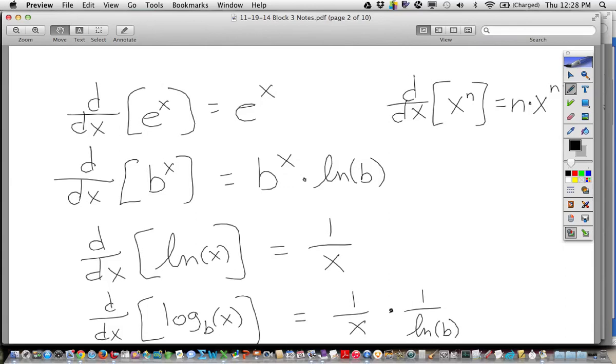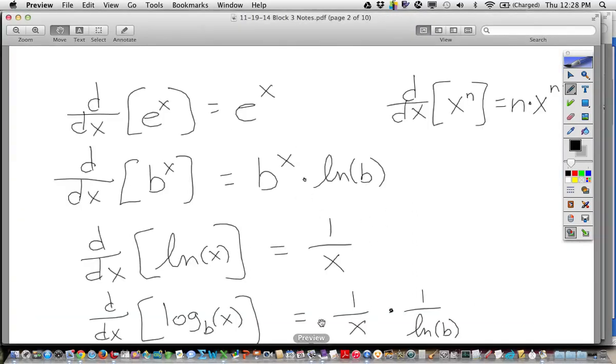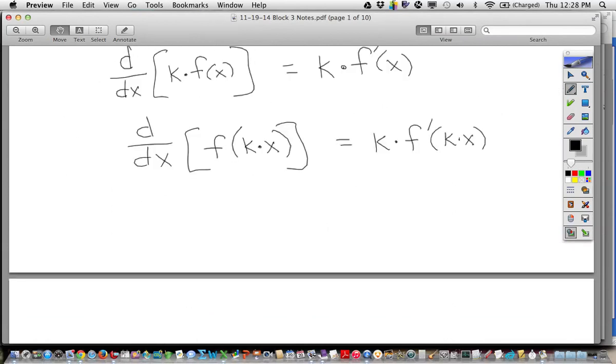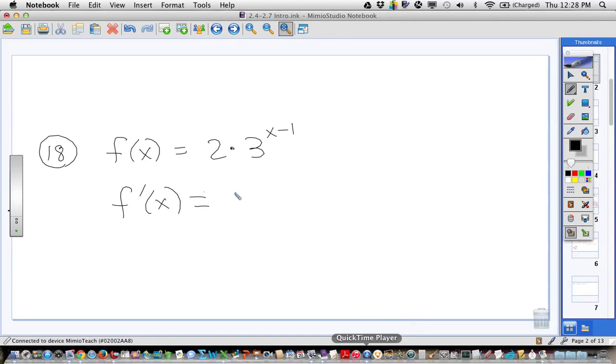And we're also going to have to tack on an ln of what in this one? 3. Because the base is a 3, we're going to tack on an ln 3. Then we also have the rule that says when you have a number hanging out in front of the function, that's just going to hang around as well. So this 2 is just going to hang out there, and then the rule is that the derivative is its own derivative. That's what exponential functions are. If it's b to the x, it'll be b to the x in the derivative, and then we tack on the ln 3.